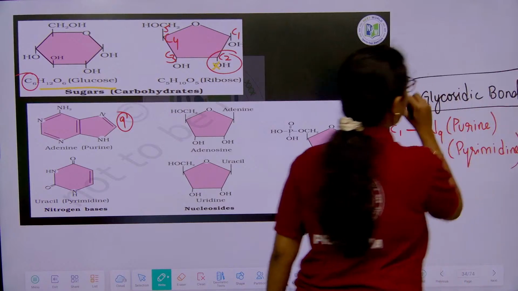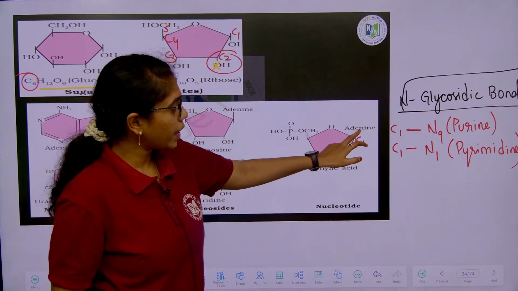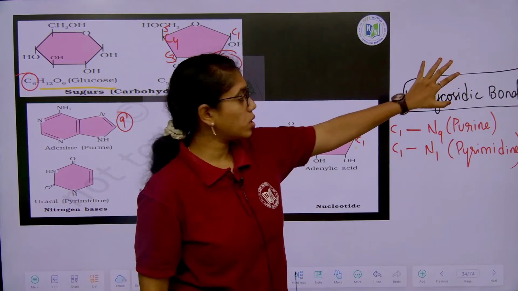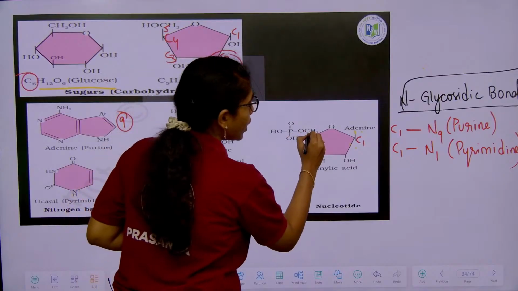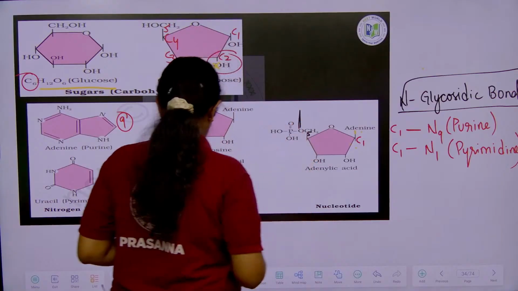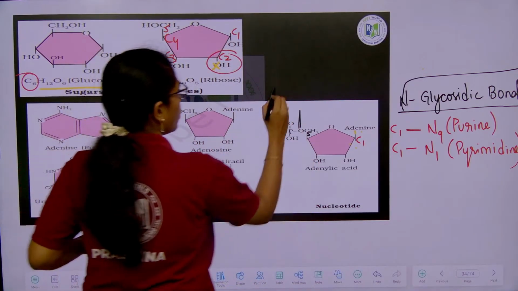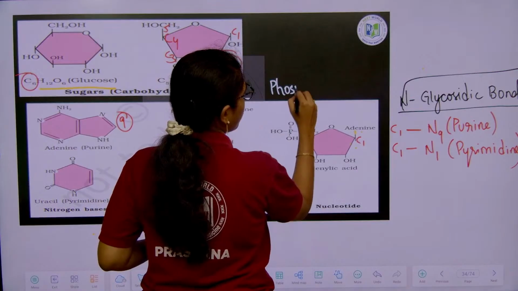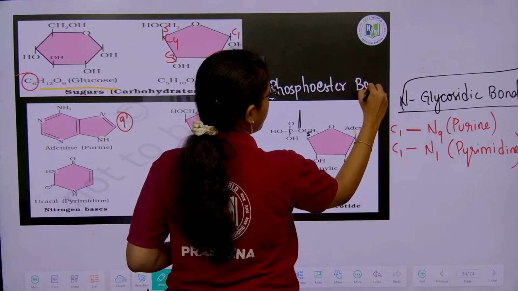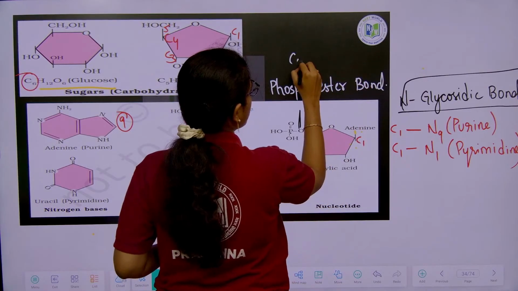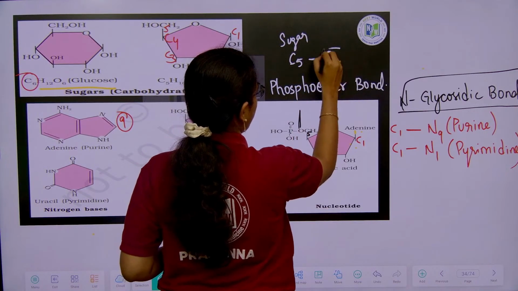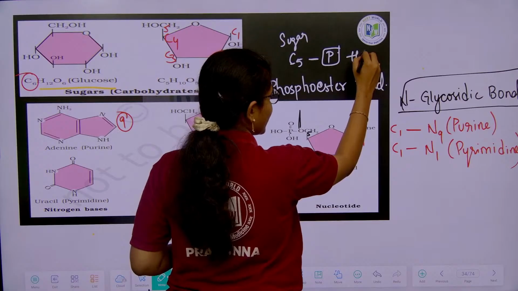Clear with the first bond? C1 of the sugar is bound to N9 of purine and N1 of pyrimidine by an N-glycosidic bond. Next, C5 of the sugar is bound to a phosphate by a phosphoester bond. By what bond? Phosphoester bond. C5 of the sugar is bound to the phosphate group, which is from phosphoric acid, H3PO4.